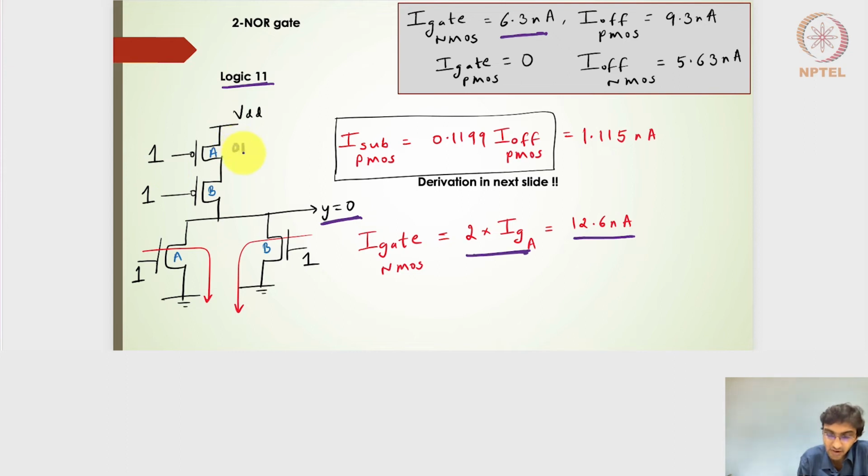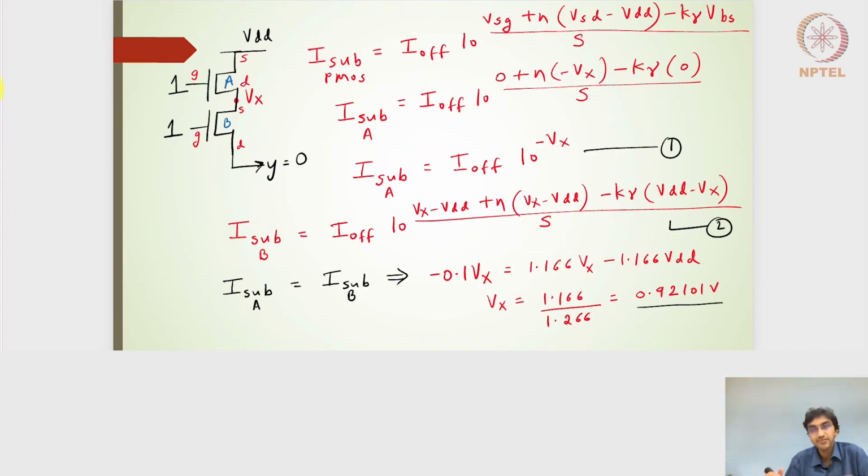Both these transistors are off on the pull up side. So I will have the subthreshold leakage current coming from the PMOS transistors, which is derived in the next slide. It turns out to be very similar to the 0.1199 of the I off which we have deduced for the NMOS transistors. So it turns out to be 1.115 nanoamperes. So the total leakage current will be nothing but this plus this, and if I multiply by 1 volt, I'll get the static power. So in the next slide, we will have a look into this derivation for the PMOS transistor. Although it is very similar to that of the NMOS transistor, so I can quickly go over it.